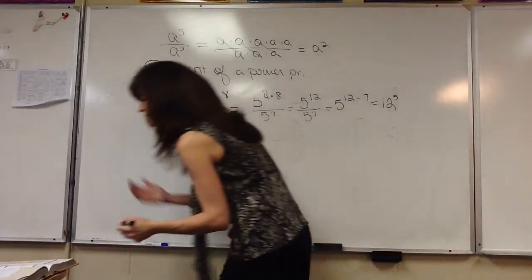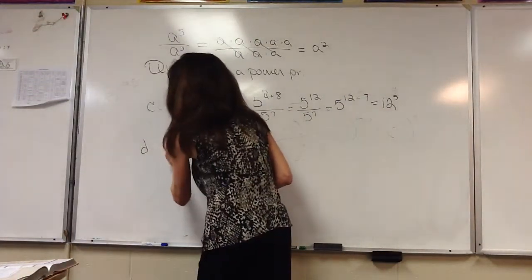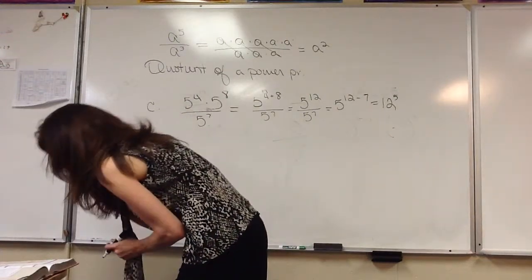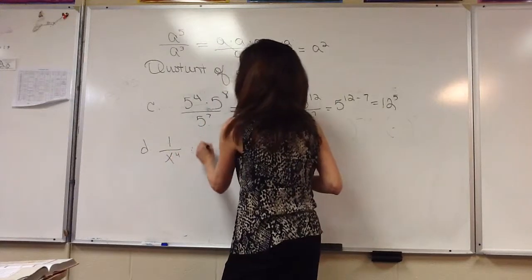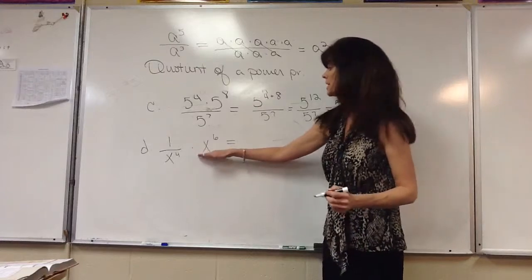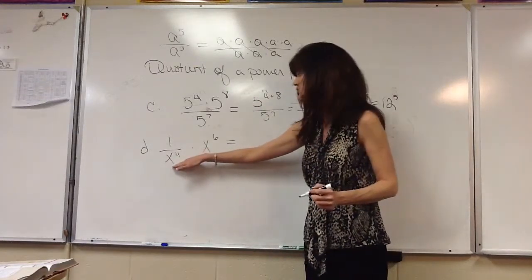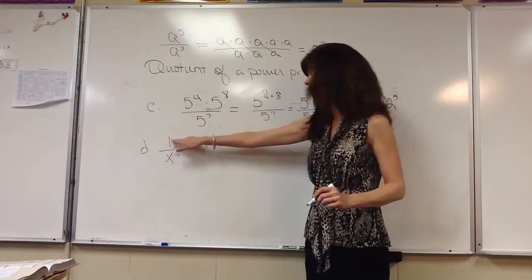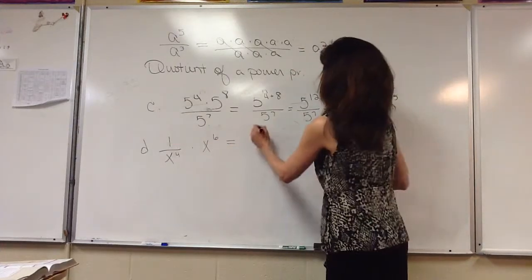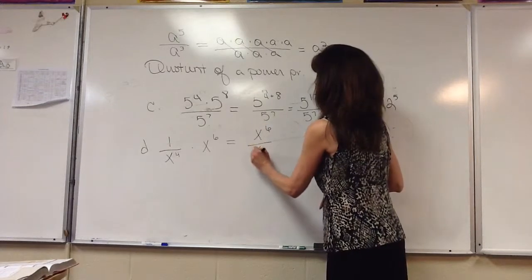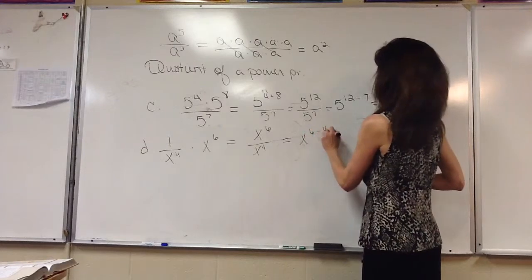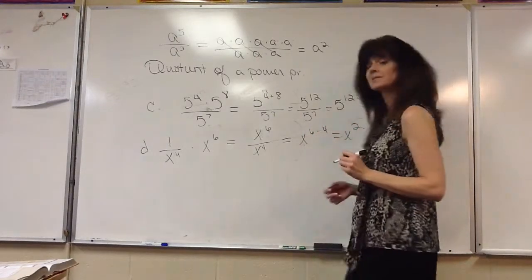Okay? And then in D, we have 1 over x to the 4th power, times x to the 6th power. Remember, anytime I multiply a whole number times a fraction, it's the same as multiplying the numerator of that fraction times the whole number. So it's going to be 1 times x to the 6th, which would be x to the 6th over x to the 4th. Then we simply subtract 6 minus 4, and that equals x squared.